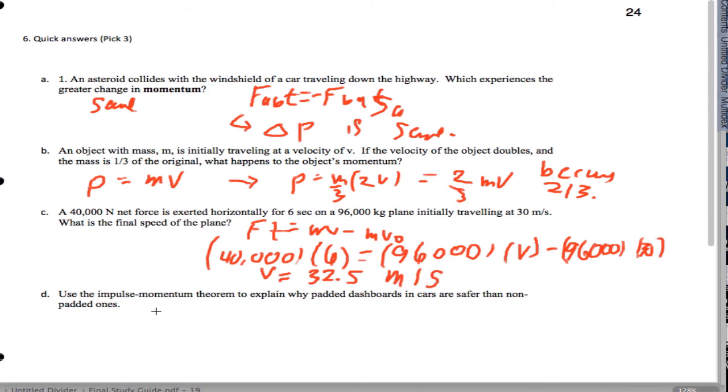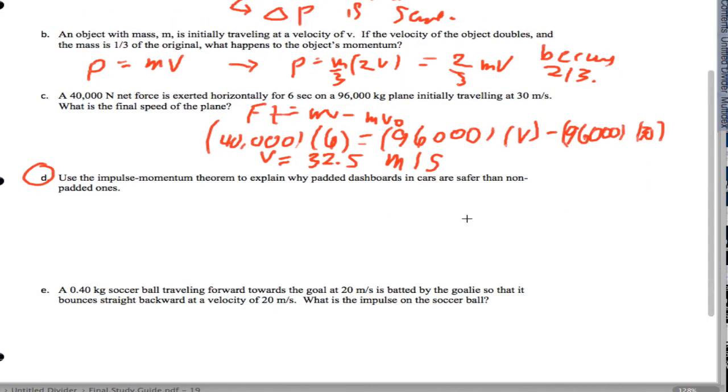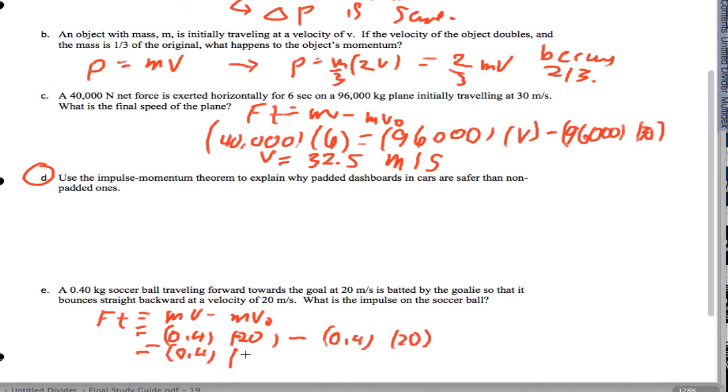Now here, for part D, you know what? I'm actually going to leave that one blank. I heard some correct explanations, but I want you guys to see if you can figure that out. So now this one here, to get the impulse, we're going to have Ft equals mv minus mv naught, and it's going to be 0.4 times 20 going back the opposite way I came, minus 0.4 times 20. So this actually ends up being 0.4 times negative 40, which works out to be 16 Newton seconds.